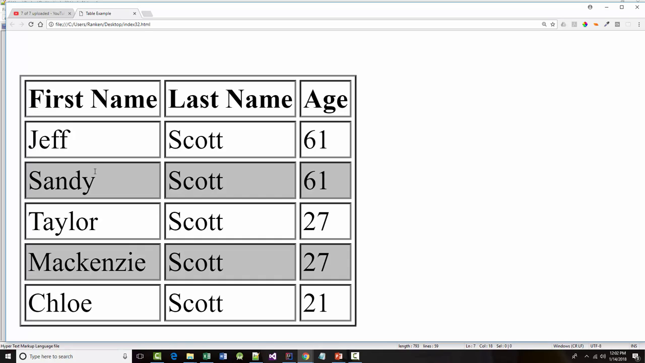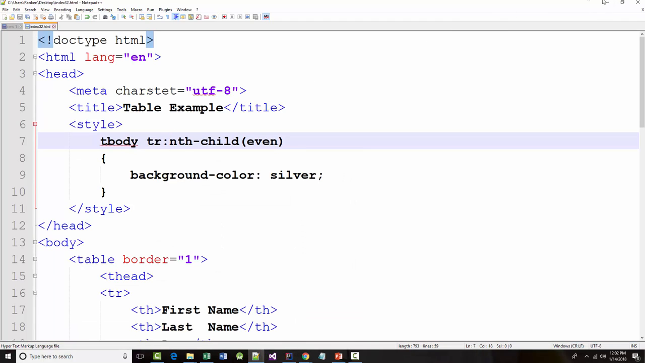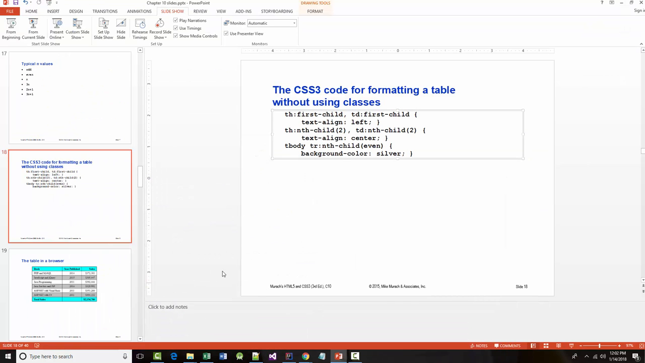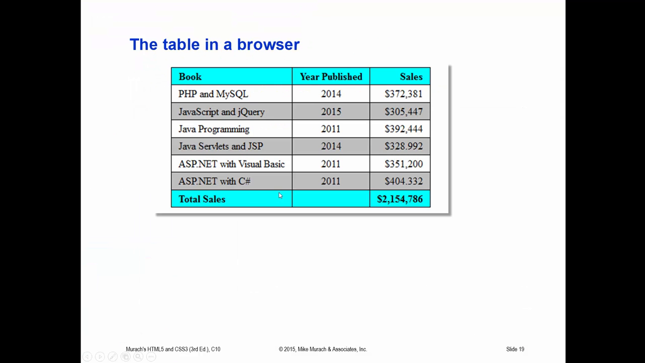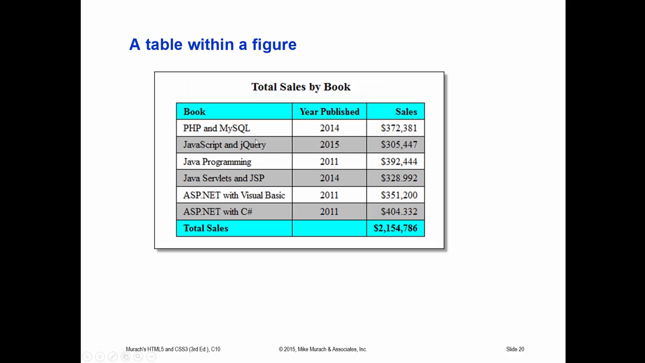So these CSS structural pseudo classes let you format a table without using classes and IDs. There are still other ways that you can do it, and you can use IDs, etc., if you are so inclined. There's their table in a browser. Now they put the table in a figure here.